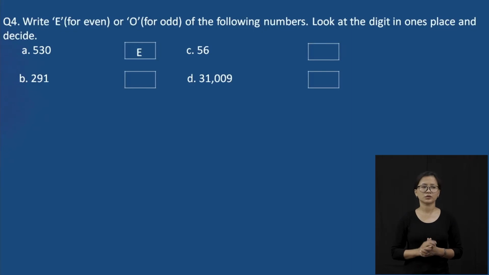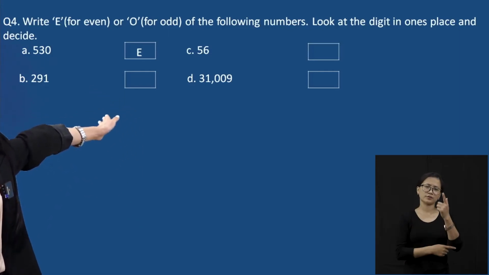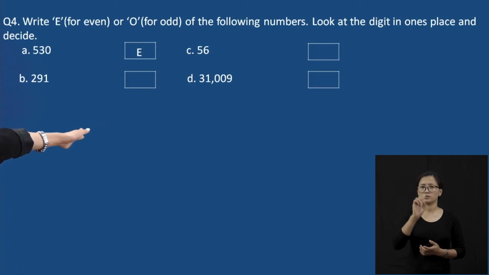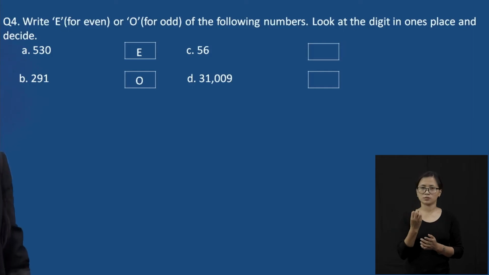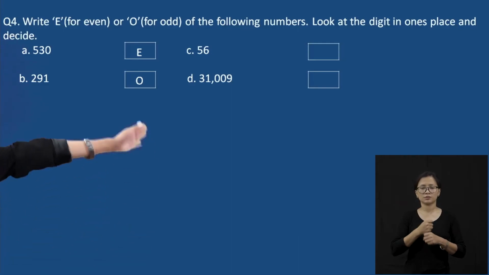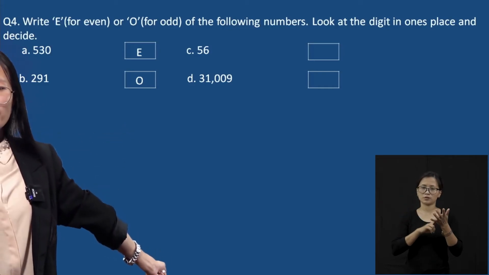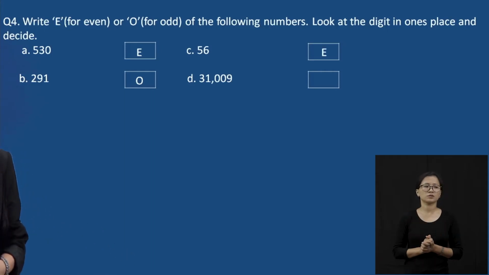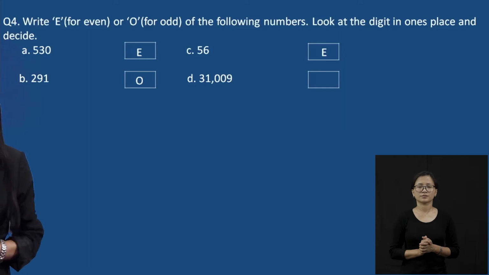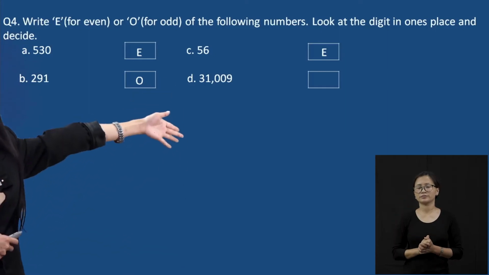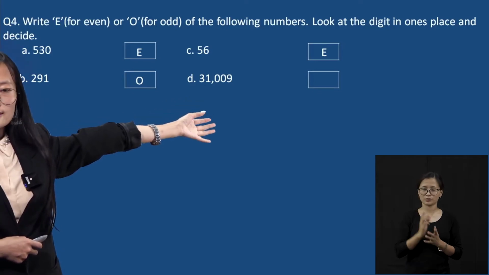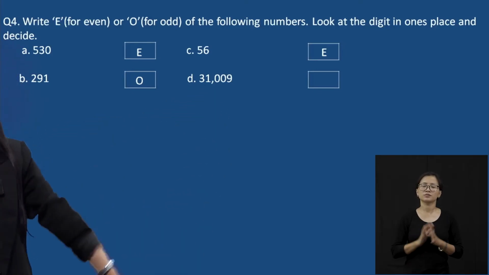Now we have 291. If you look at the ending number or the ones place, it is 1, which means this is odd. So we write O in the blank. Now you have 56. You can make out that the last number in the ones place is 6, so it is again an even number, and we write it as E. Again 31,009. You just compare the last number or the ending number or the ones place. Here you have 9. So you write it as O.